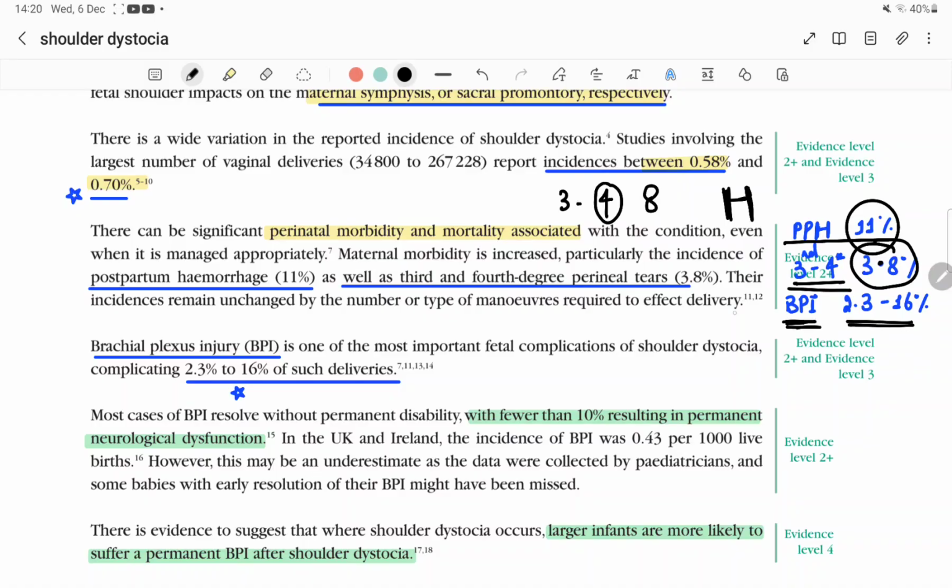How will you memorize this? B has two loops. Okay? B has these two loops, so 2%. And look at this I. I means 1. And this P, if you invert the P, it becomes 6. Okay? So 2.3 to 16%. If you memorize like this, you will never forget these percentages. Let me repeat again. PPH is 11%. Third and fourth degree tear is 3.8%. And then the brachial plexus injury is 2.3 to 16%.